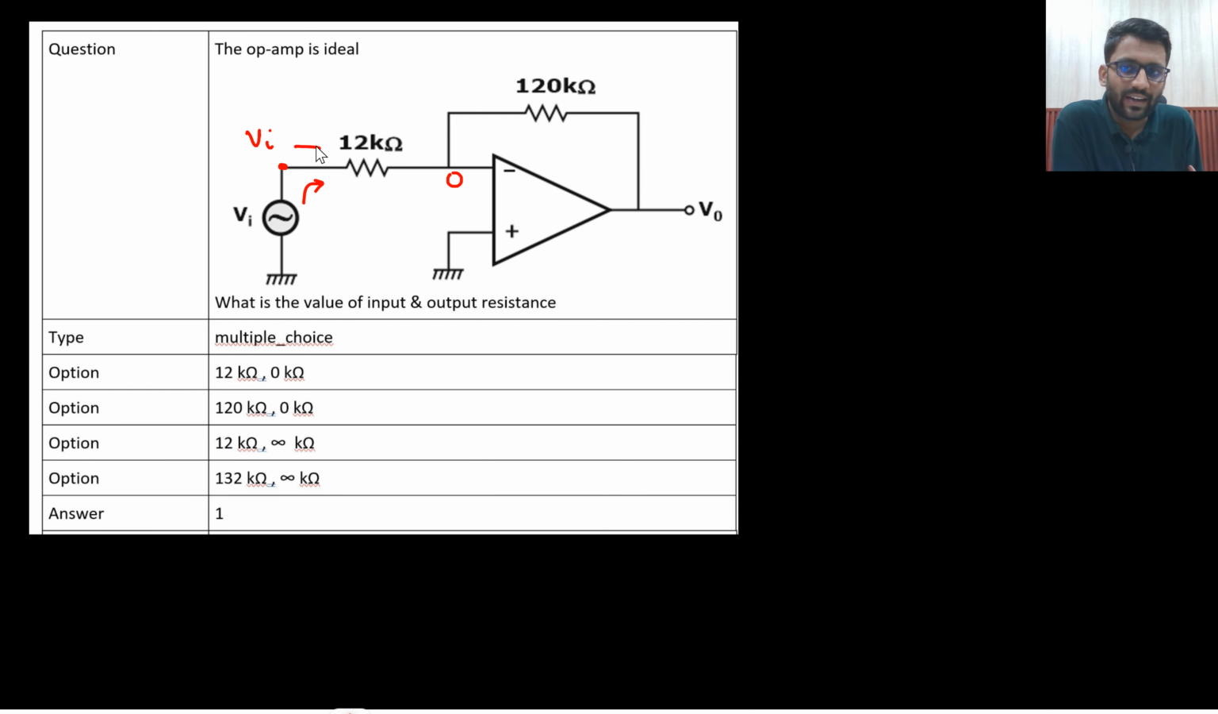You will apply V in and get I in out of it. So what will be the value of I in? I in will be V in by 12k. So V in by I in, which is your R in, is equal to 12k. So the first answer is 12k.